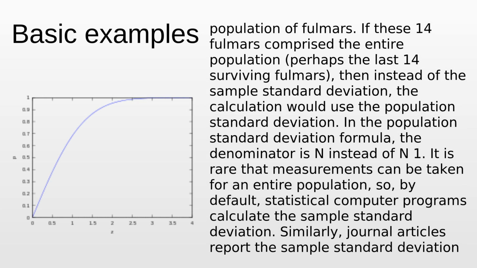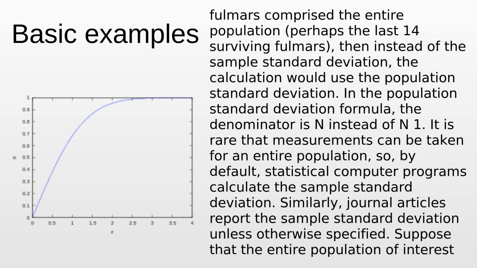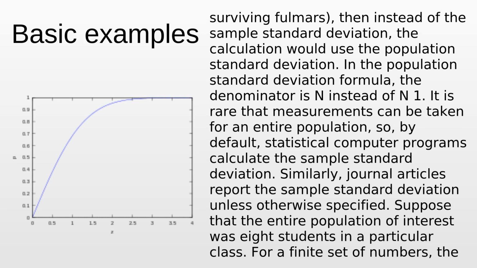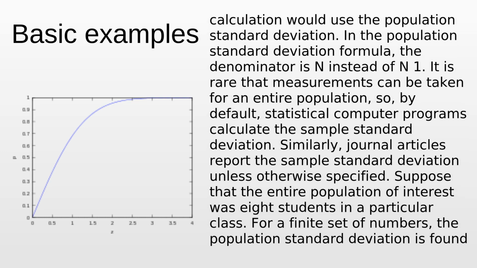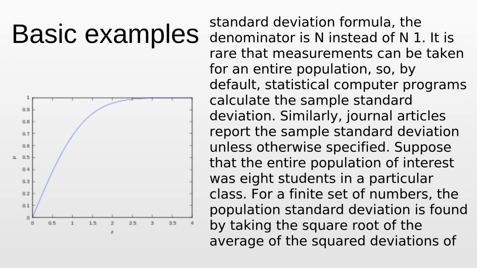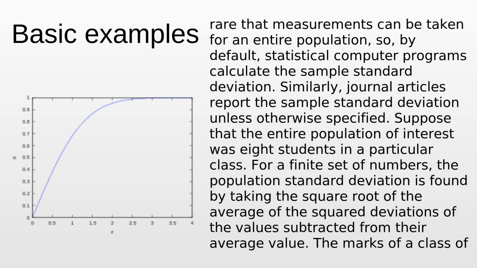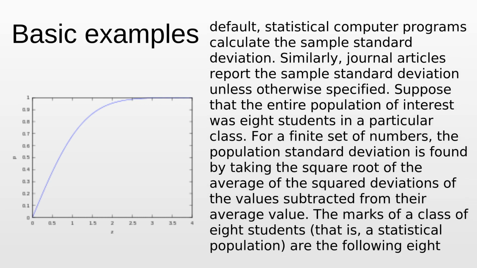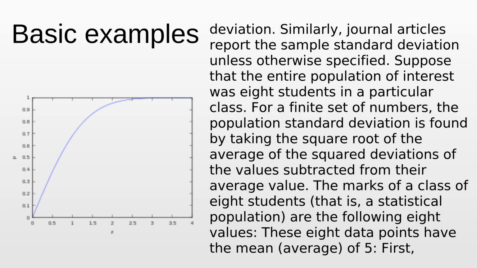If these 14 fulmars comprise the entire population, perhaps the last 14 surviving fulmars, then instead of the sample standard deviation, the calculation would use the population standard deviation. In the population standard deviation formula, the denominator is N instead of N-1. It is rare that measurements can be taken for an entire population. So, by default, statistical computer programs calculate the sample standard deviation. Similarly, journal articles report the sample standard deviation unless otherwise specified.